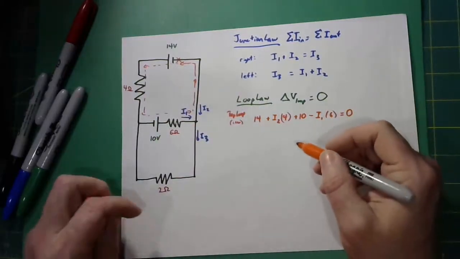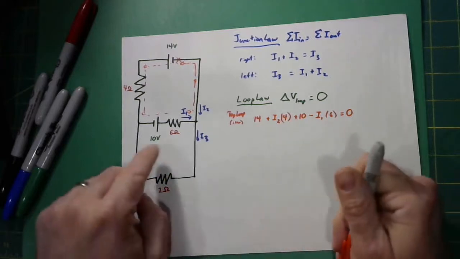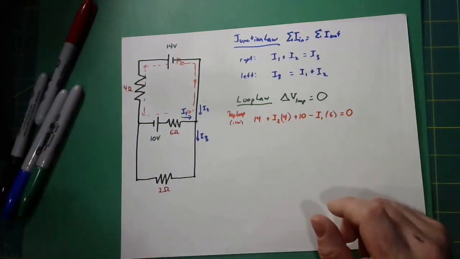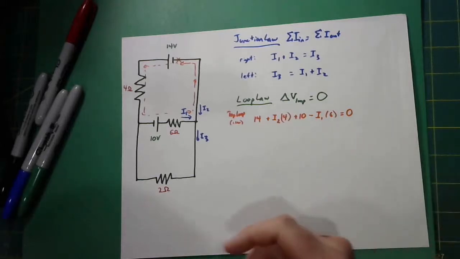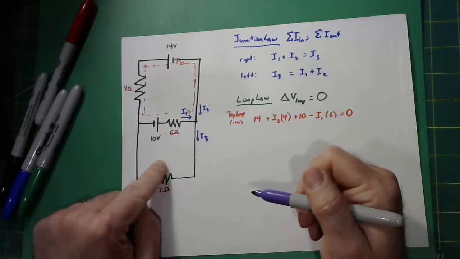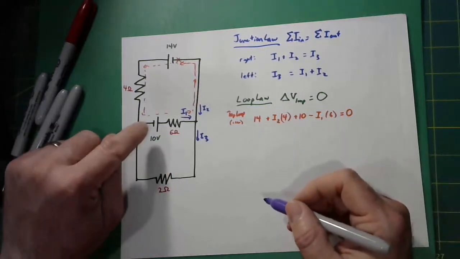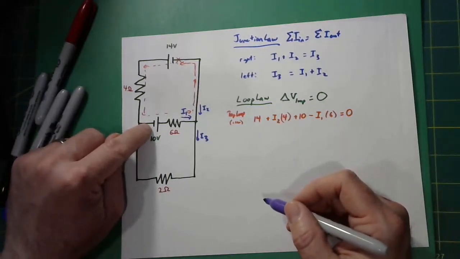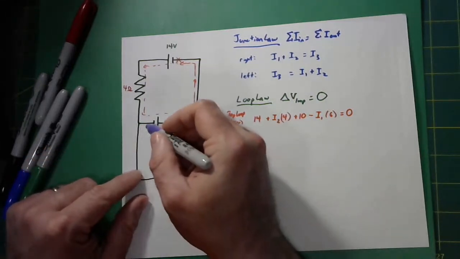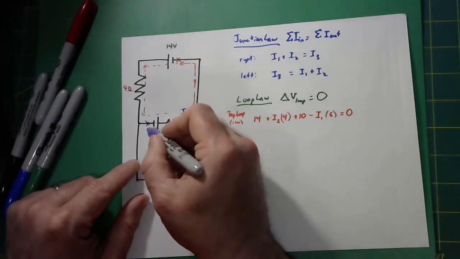So let's do another loop. Let's do the bottom loop. Let's pick another color. Maybe we'll do this one in purple. So I want to take a look at this bottom loop, all right? How shall I go? Well, I like to start at the low V side of my biggest battery and then go through that battery. So I'm going up voltage at the start and loop around. So I'm going to choose to start here for my purple loop.